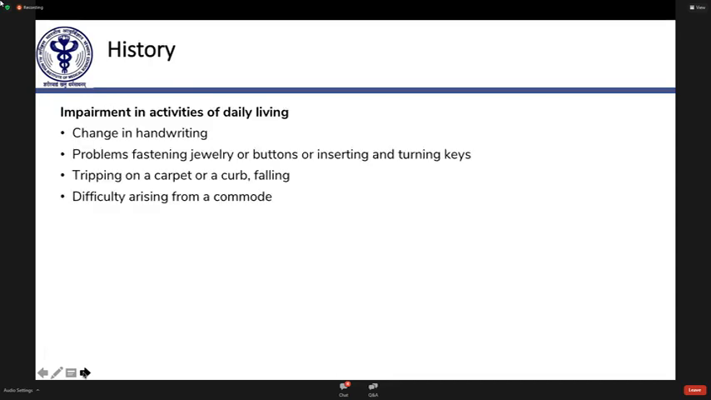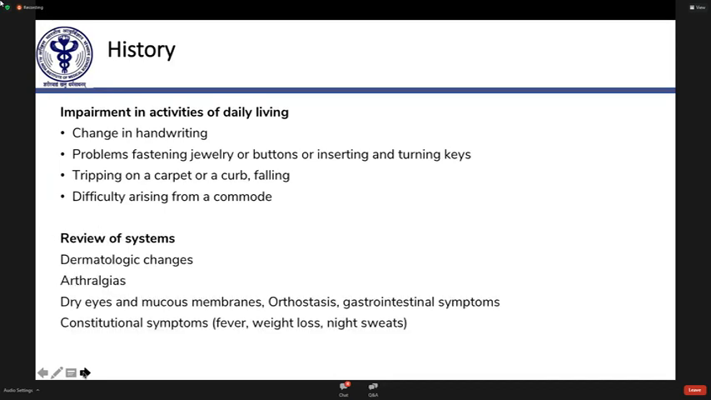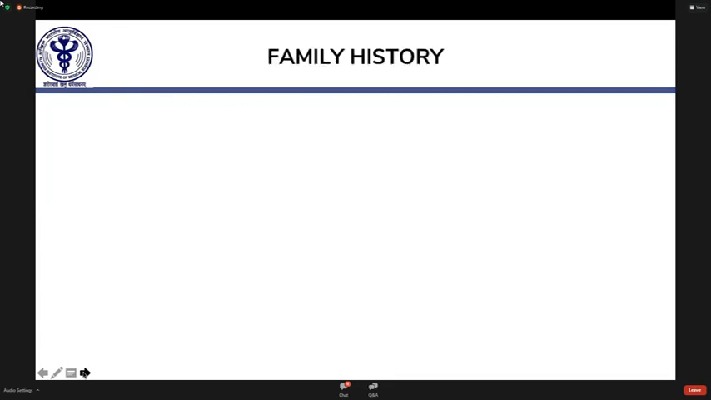The history should always include impairment of activities of daily living, just like in any other neurological problem. ADL level should always be mentioned in the history, like a change in handwriting, using daily equipment, tripping on a carpet, difficulty rising from the commode or getting up from a chair. How these normal routine activities are affected should be mentioned. You can also get a quick history of the review of systems: dermatological changes, arthralgias, dry eyes, mucosal dryness, and constitutional symptoms, all of which can give etiological clues.